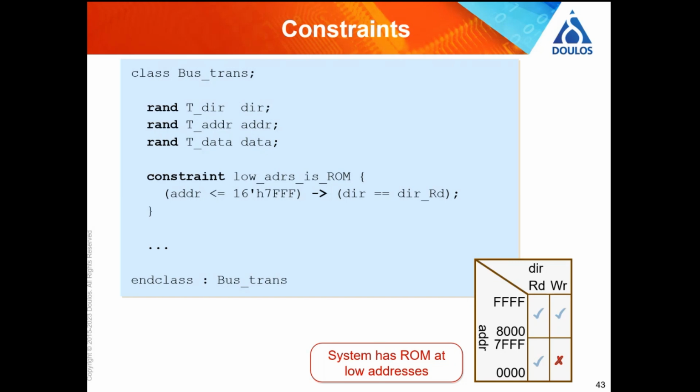And this would be for the situation where you had a memory map where the low part of the address map was read only. So it's not generating writes to that part of the memory map.